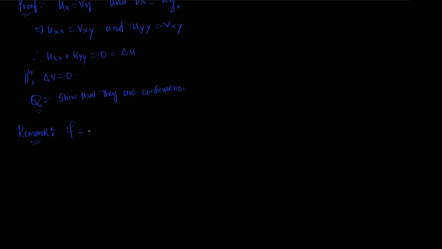If f can be written as u plus iv, then v is said to be the harmonic conjugate of u, and vice versa. Harmonic conjugate of u. See, basically what I am trying to say is this.